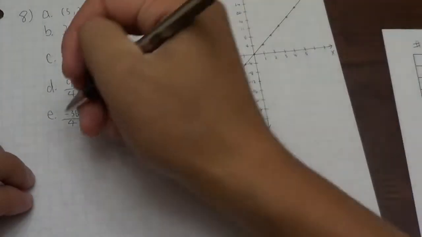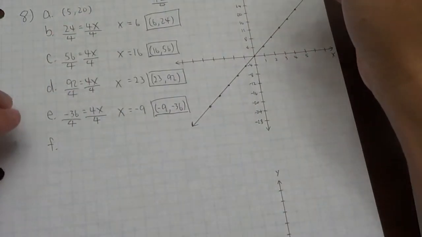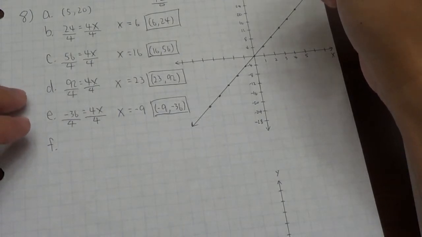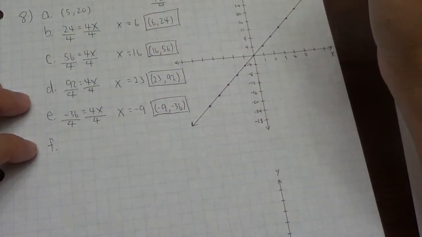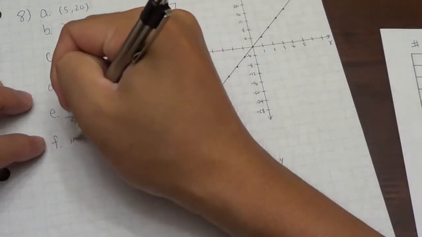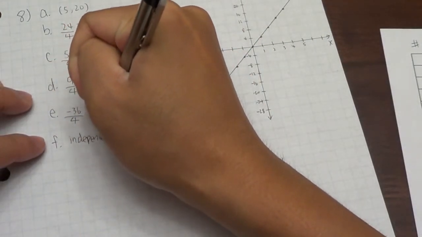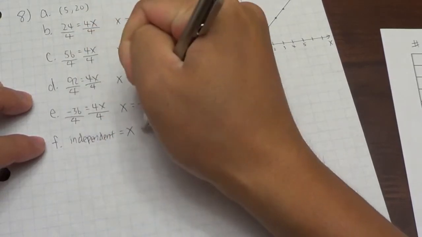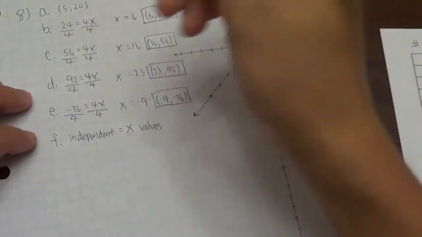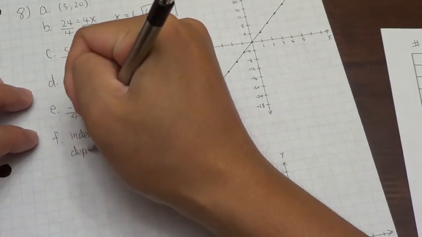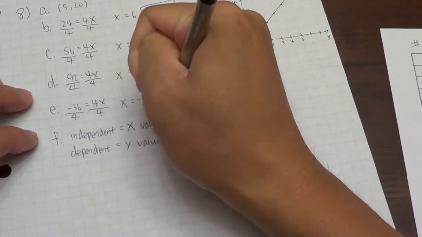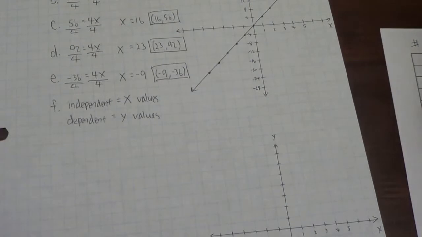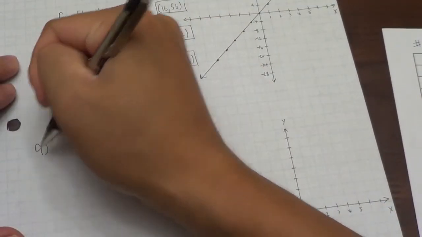Okay, and last we have F. What are the independent and dependent variables? The independent variable is always the x, and the dependent variable is always the y. So independent equals the x values or x coordinates, and dependent equals the y values or y coordinates. Moving on to number 9.